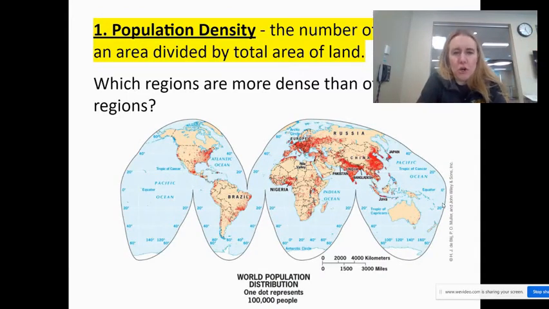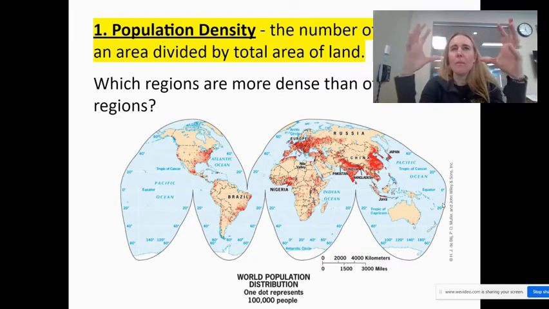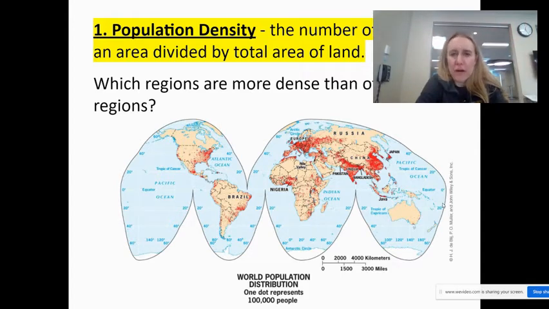Okay, so our first term that we're going to talk about, and just a reminder that as you're taking notes, you can pause this video. You can go back to this video. It's one of the advantages of doing some asynchronous work here. Population density. I've mentioned density quite a bit already in that last section. When we talk about population density, we're talking about the number of people in an area divided by the total land area. What that means is that we are looking at how many people on average are there in an area of land.